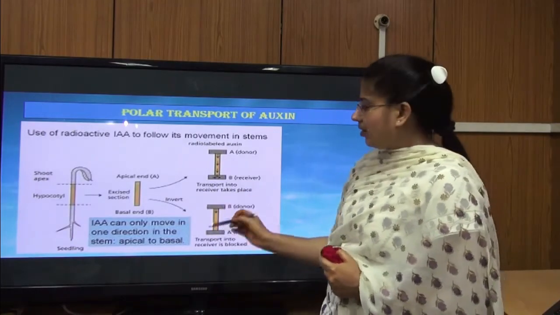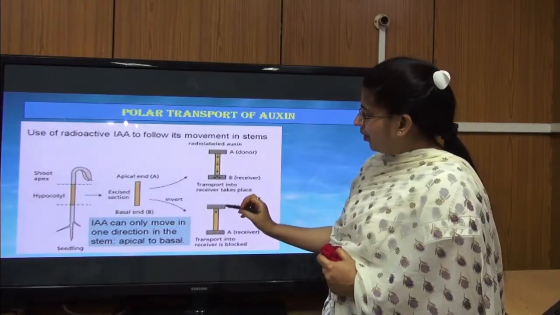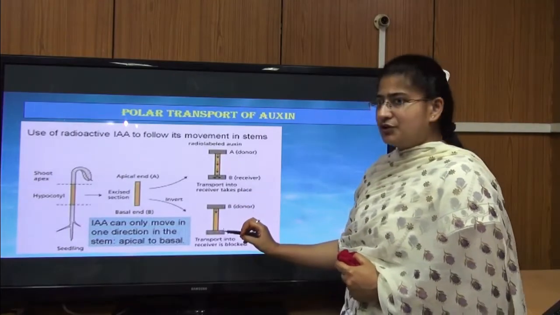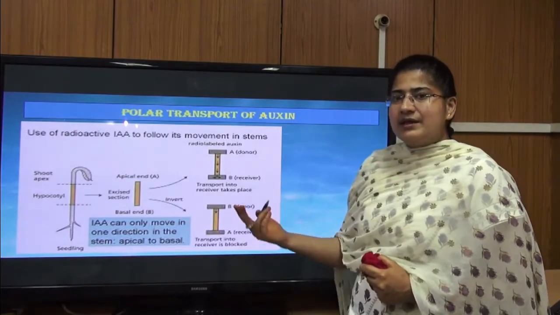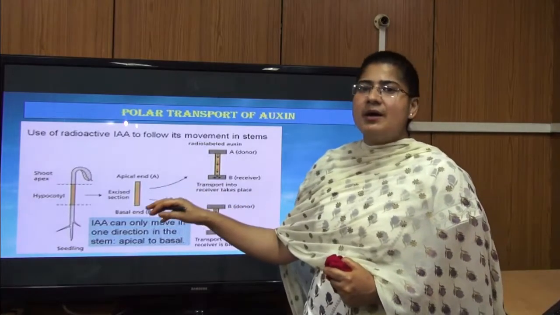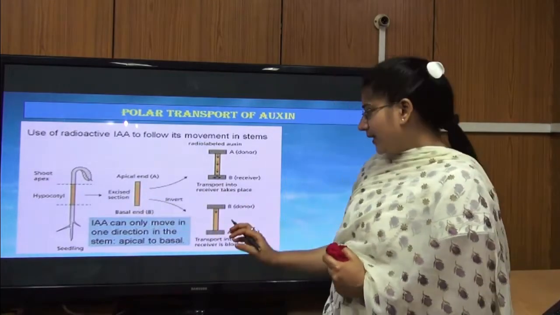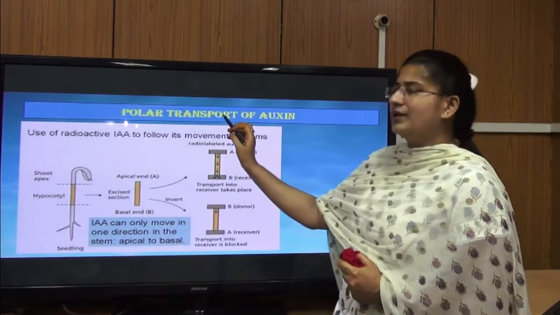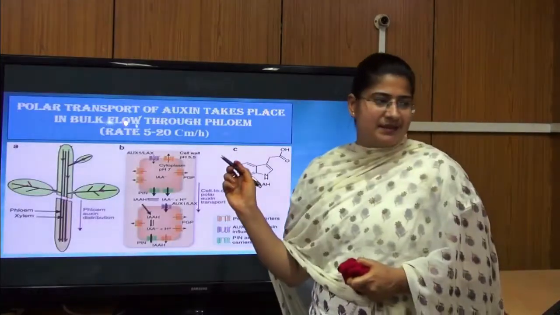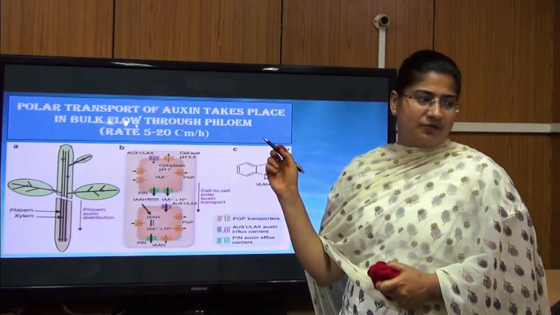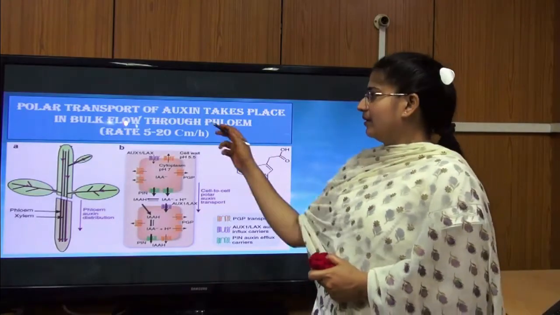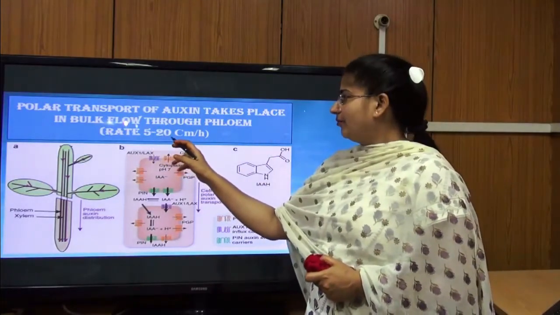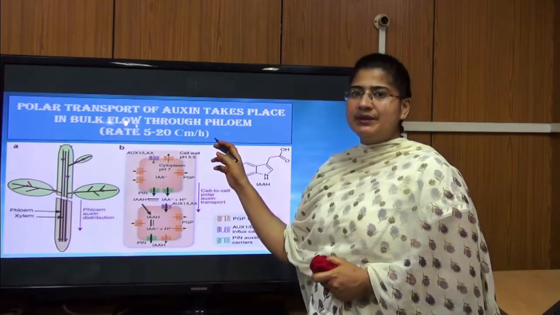It shows that oxygen didn't move from this portion to this portion. The transport is dependent on the orientation of the stump, and that's why this experiment proves that the transport is polar in nature. Now here you can see that movement takes place through phloem by bulk flow, and the rate of movement is 5 to 20 centimeter per hour.